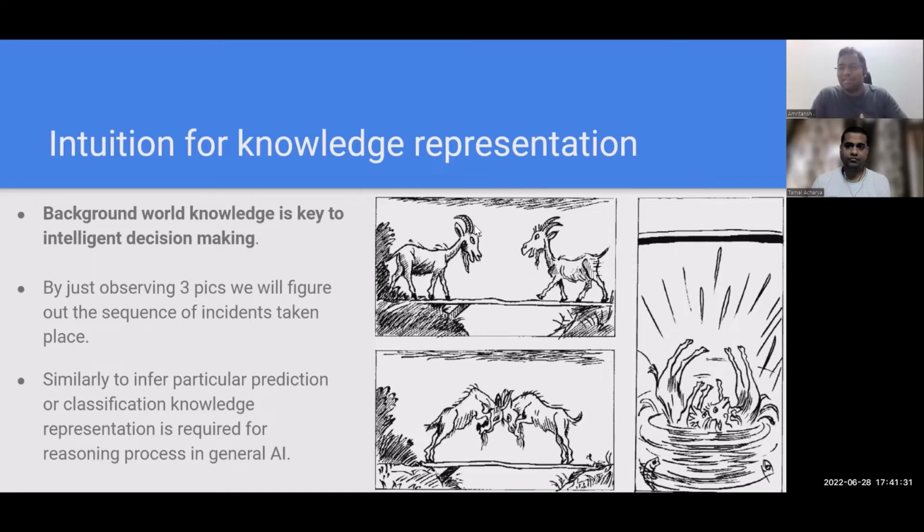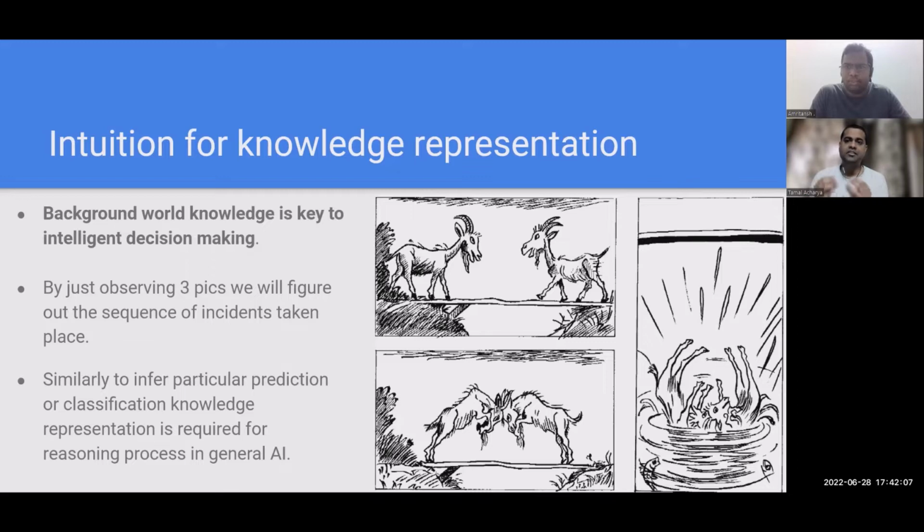So this is a very interesting picture, and so Tamal, would you like to explain this picture? Yes, thanks, Amritan. So here, as you can see, there are three pictures. The first picture is two ghosts meeting on a bridge. Second picture, they are fighting. Third picture, both of them fell into the river. Now, we know how to connect the dots. We know how to connect the pictures. How do we know the sequence of events from these pictures? Just by observing these pictures, we know the sequence of events that has taken place.